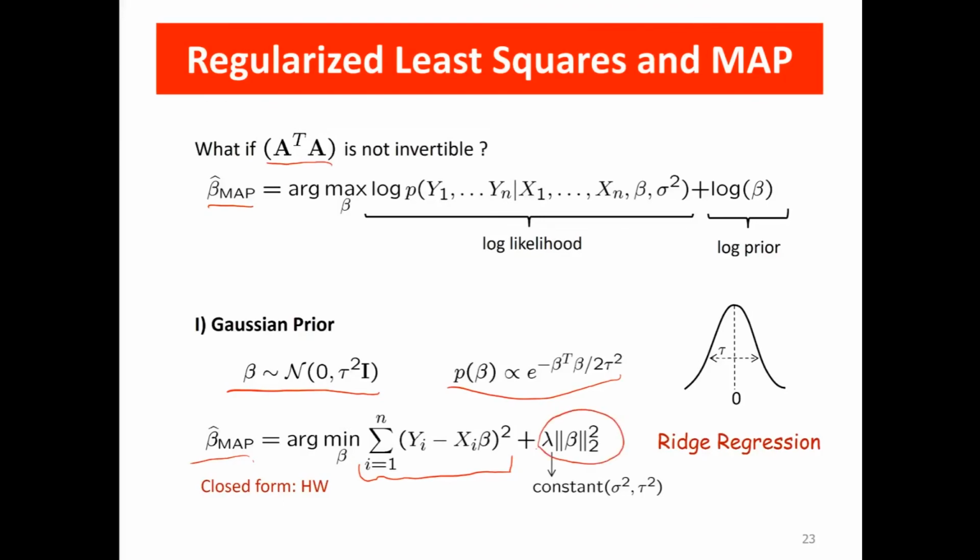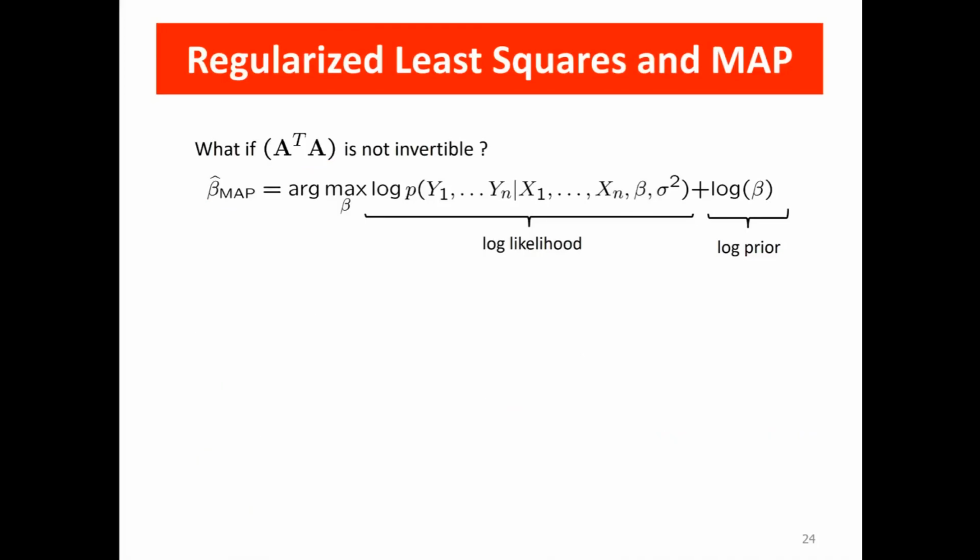And you can prove that even if in the previous case A transpose A was not invertible, the new matrix we will need to invert now will be A transpose A plus lambda times identity, and that is always invertible. So inversion is not a problem anymore. This is called ridge regression, and we will discuss the details of ridge regression later during the semester. So in ridge regression, we used Gaussian distribution as a prior distribution on beta.